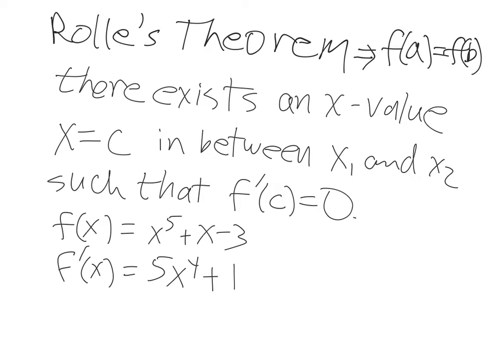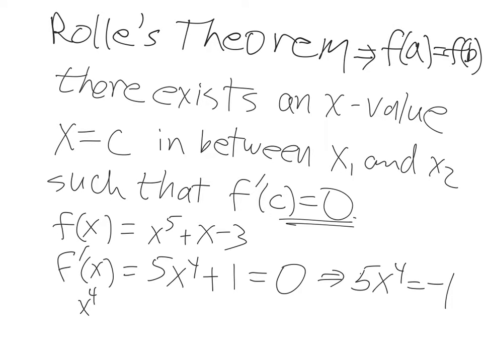Now, Rolle's theorem says there must be a value where this is equal to 0. Well, as we try to solve for x, subtract 1 from both sides, divide by 5, there is no x value, at least within the real numbers. We'd have to get into the complex numbers, which get even more interesting.